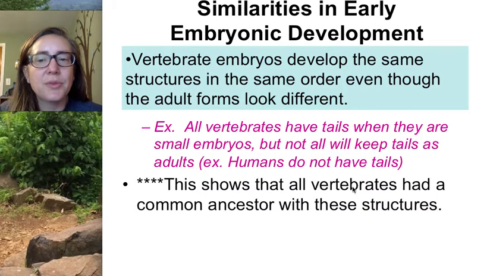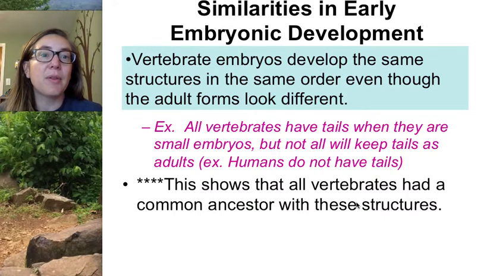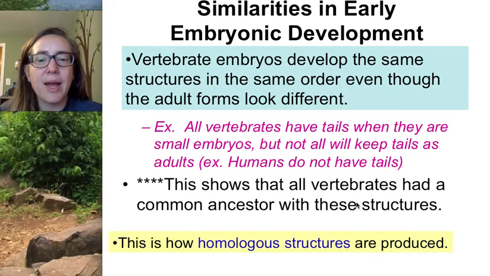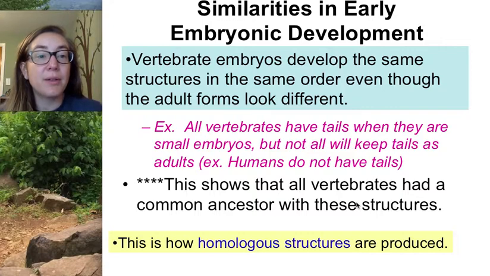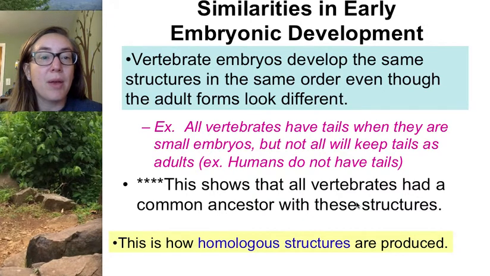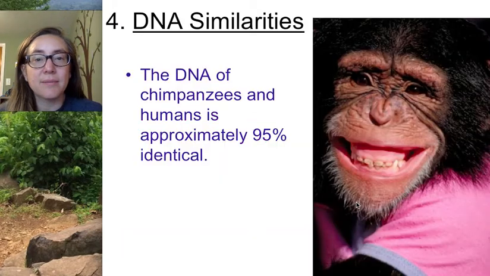So again, this shows that all vertebrates have that common ancestor because we have these similar embryos, and these embryos develop similar patterns. So this is how your homologous structures are produced. Again, they're going to go through similar development because of similar genes, but that end result is going to be different depending on where they have their selective pressures and where their environment is.